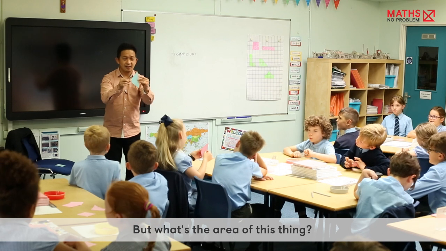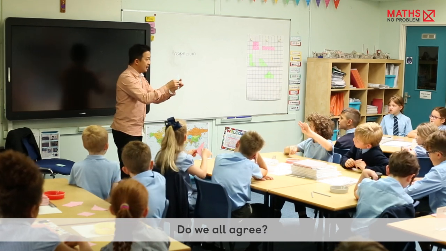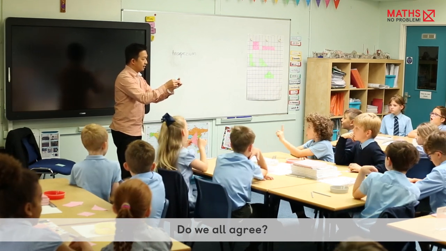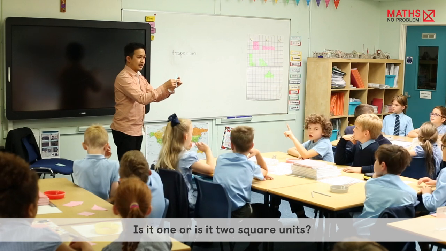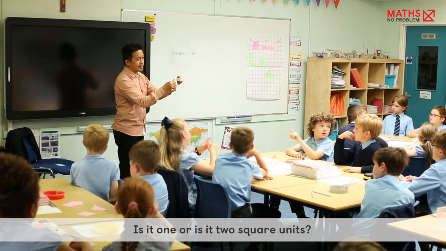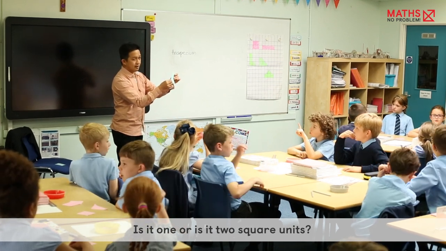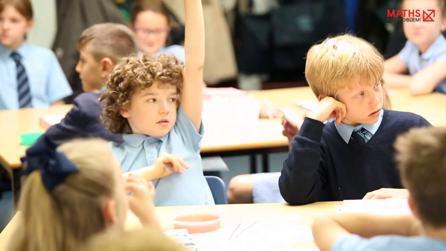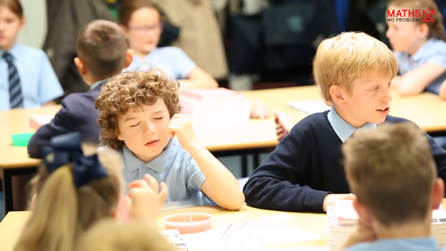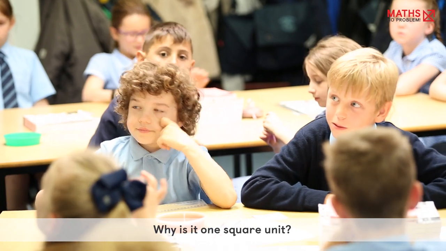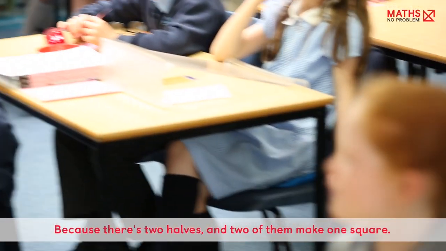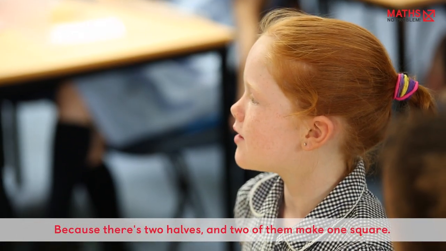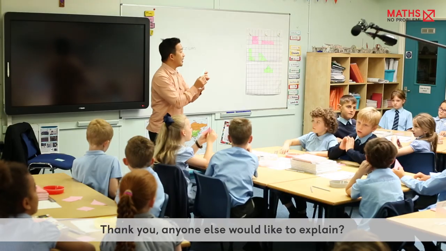One. Do we all agree? Is it one or is it two square units? One. Why is it one square unit? Two triangles, two squares. Class? Why is it one square unit? Because there's two halves, and two of them make one square. Thank you. Anyone else would like to explain?